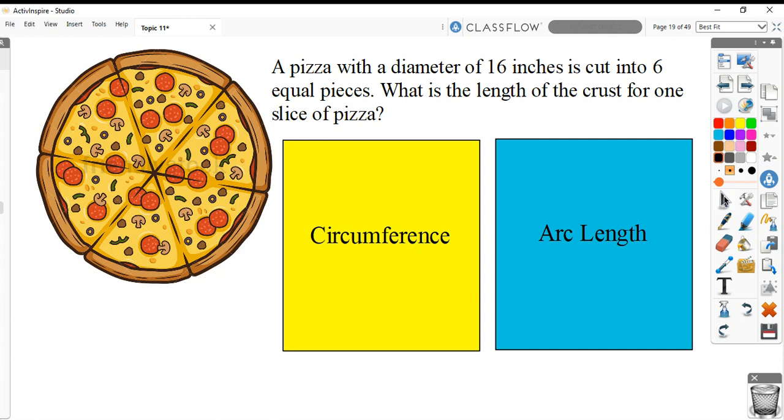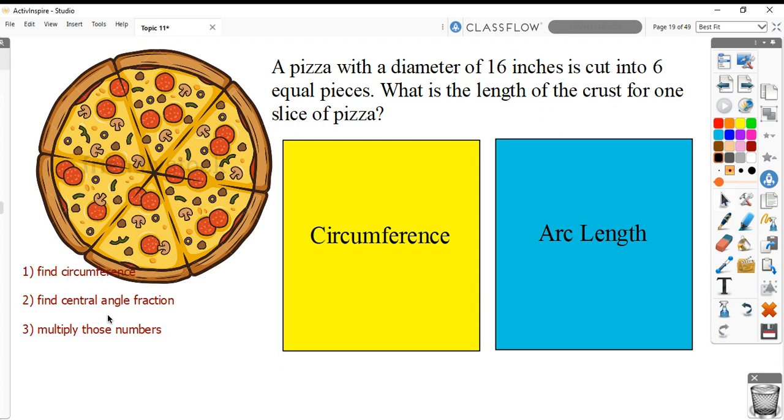Before we go on any further, I would like to address the fact that a 16-inch pizza only cut into 6 pieces is a huge amount of pizza per slice, and I am absolutely here for that. Okay, so that's beside the point.